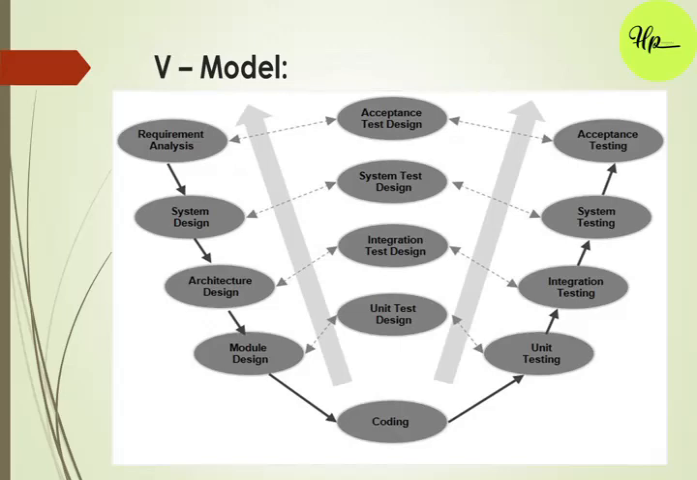Next phase is system design. Once you have the clear and detailed product requirements, it is time to design the complete system. The system design will have the understanding and detailing of the complete hardware and communication setup for the product under development. Then, architectural design. Architectural specifications are understood and designed in this phase. Usually more than one technical approach is proposed, and based on the technical and financial feasibility, the final decision is taken.